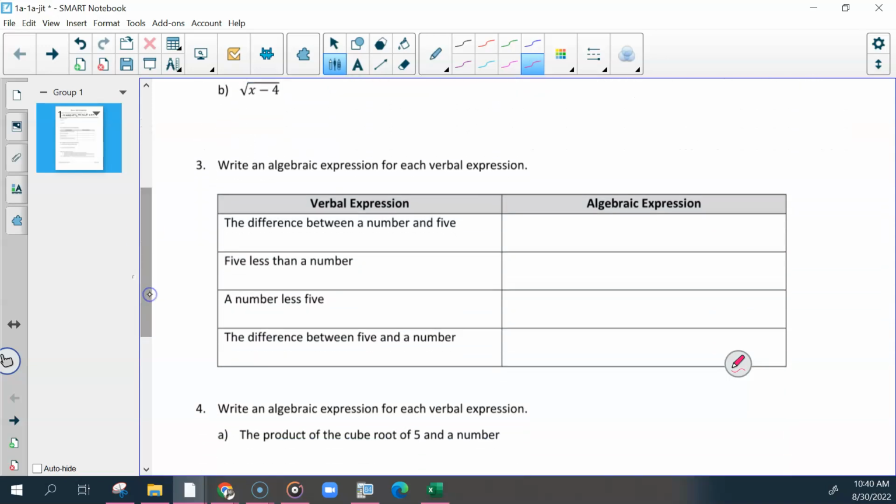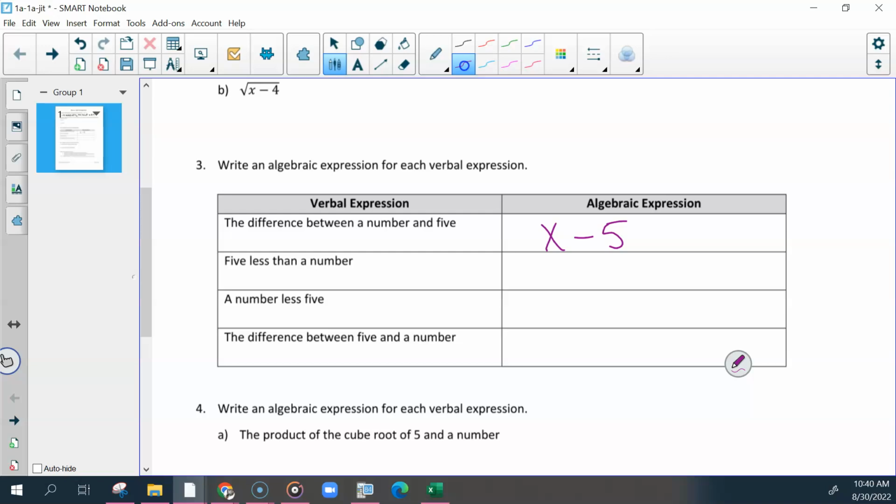We're going to go through 3, and then it'll probably be time for lunch. The difference between a number and 5. Anyone want to share their answer for that one? X minus 5. So the difference I'm subtracting between a number, my variable is going to go first, and 5. You could have a different variable. You don't have to have x. But it should be somewhat in that format. You have that same thing or something similar?